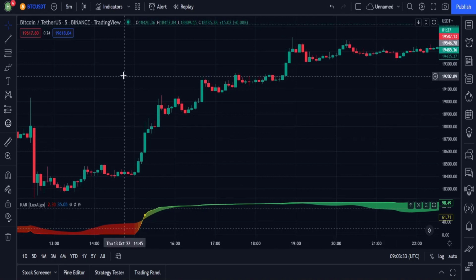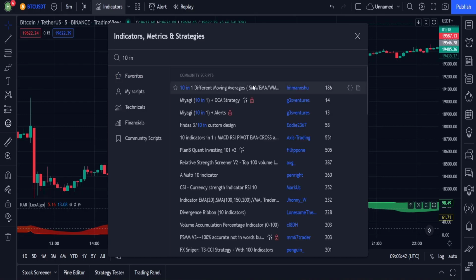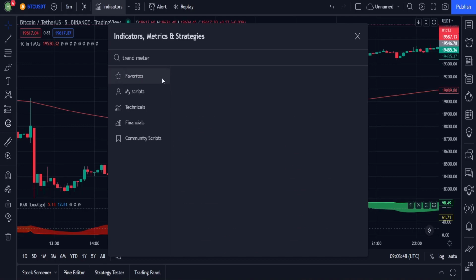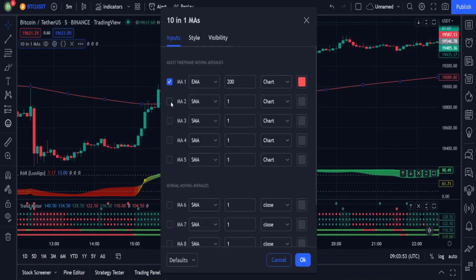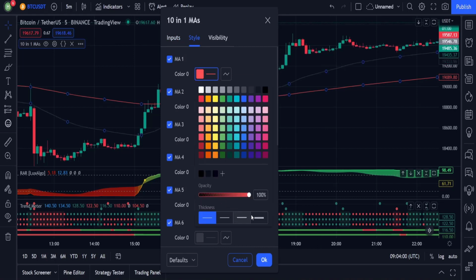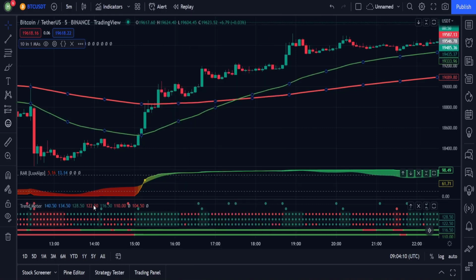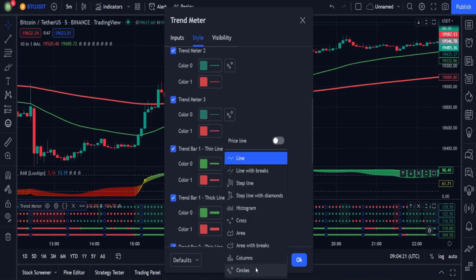For that, we need to add 2 more indicators to the chart. First, we'll search for 10-in-1 moving average and add this one here. After that, we'll search for another indicator called trend meter and add this one right here. Now, let's access the settings for this moving average. And in the input section, let's add another EMA. We're going to set its length at 50, and we'll also make the 2 EMAs more visible. Also, let's make some adjustments to the trend meter. Make these changes and click OK. These indicators will help us minimize a lot of false signals issued by the RSI.